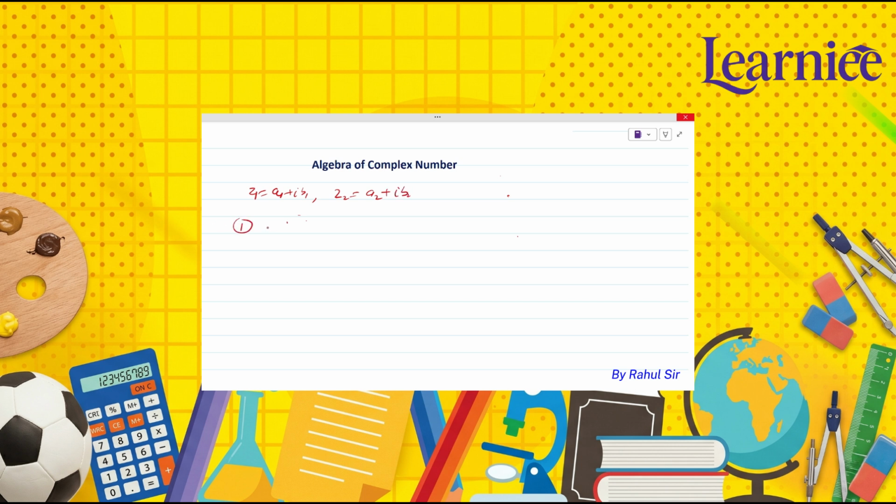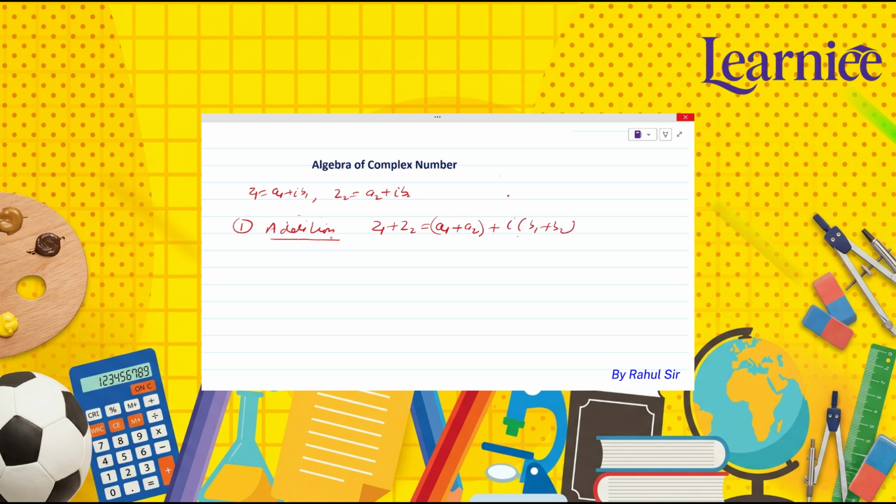First, let's discuss the addition of complex numbers. Clearly, the addition z1 plus z2 is equal to a1 plus a2 plus i times b1 plus b2.